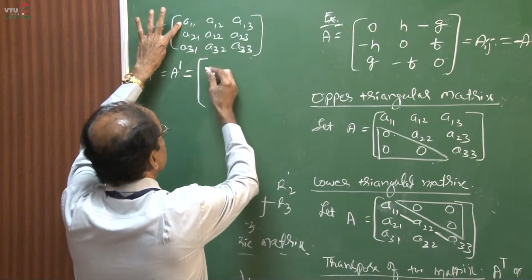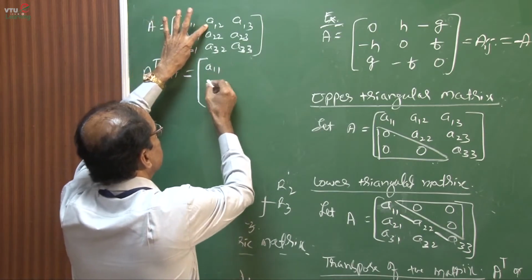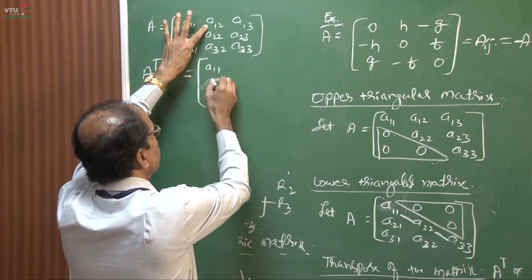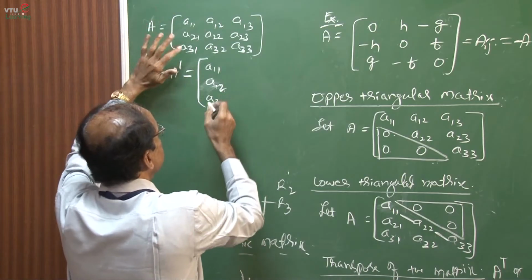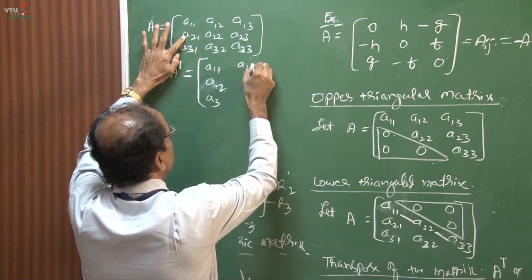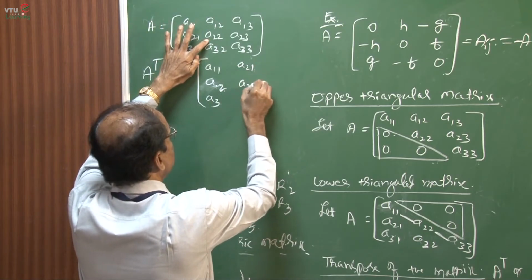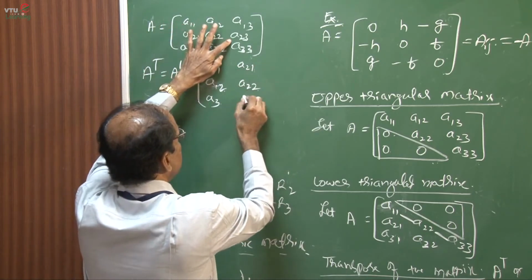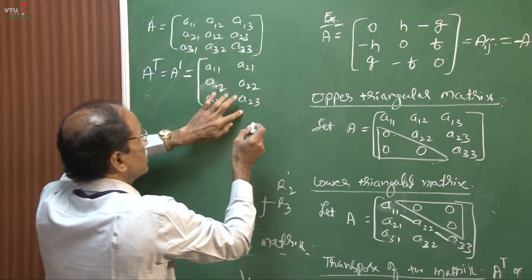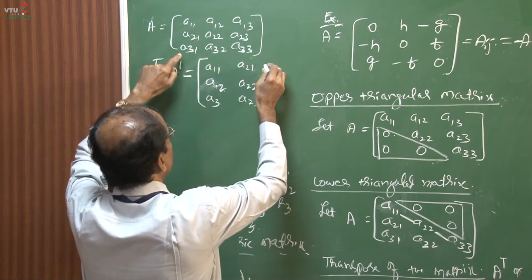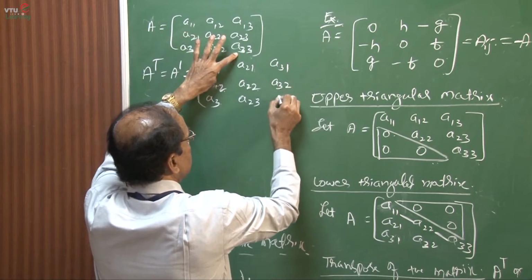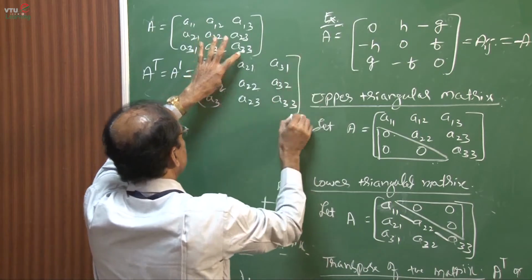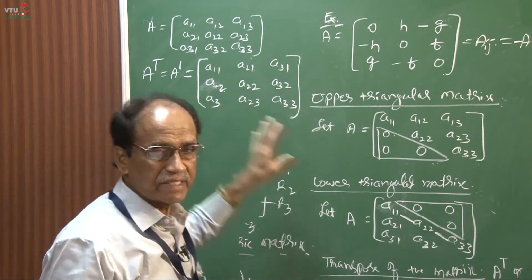Now I shall write, that is A11, next is A12, next is A13 in place of this, and A21 will come here and A22 will remain there itself, and A23 will be the third element in the second column, and A31 and A32 and A33. So this is called the transpose of the matrix.